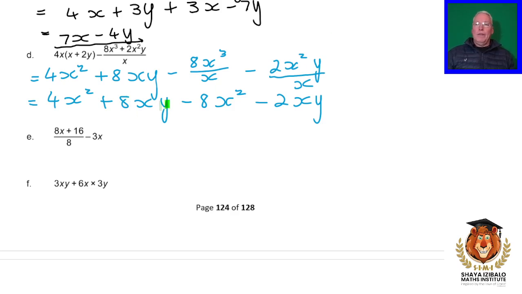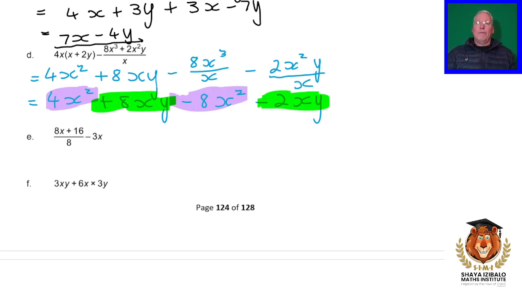Right. This term here and this term here are like. And this term here and this term here are like. So we can get a final answer now for this question of negative 4x squared plus 6xy.